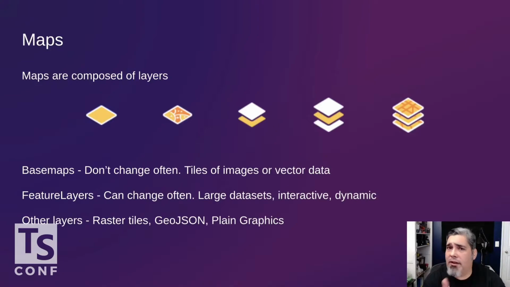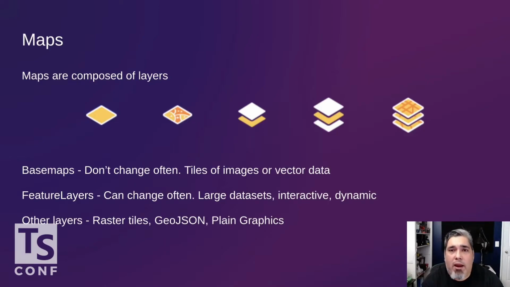We also have other layers that are part of the API. A lot of them are related. So we have raster tiles, which are related to base maps. You can have raster tiles on top of raster tiles and do some really cool effects with those. GeoJSON is a specification for serving geographic data, so points, lines, and polygons. So you can actually provide a URL to a GeoJSON file directly and create a layer from that.